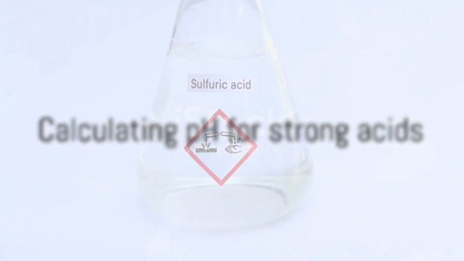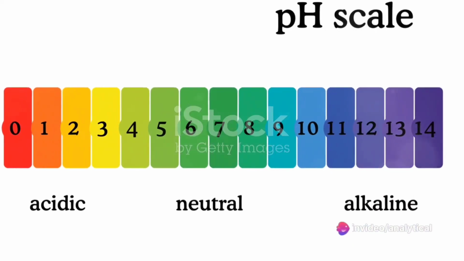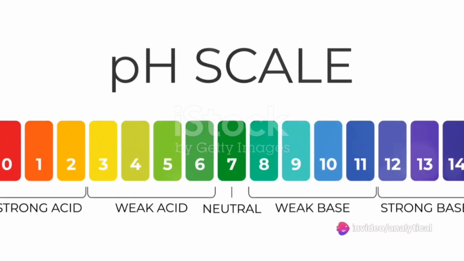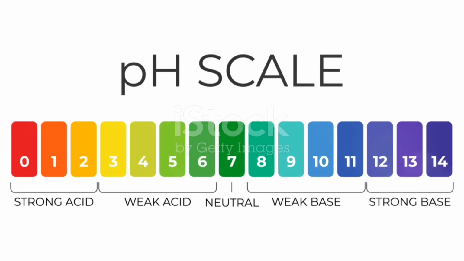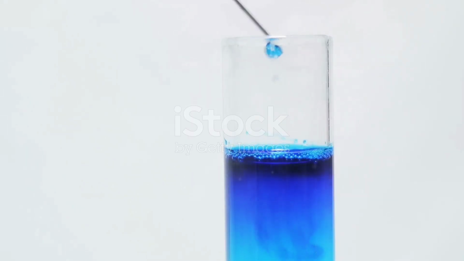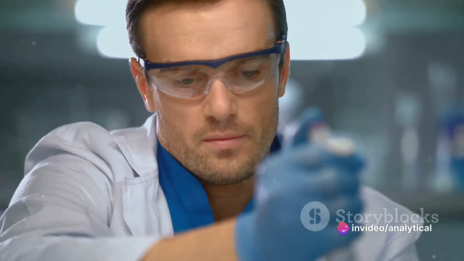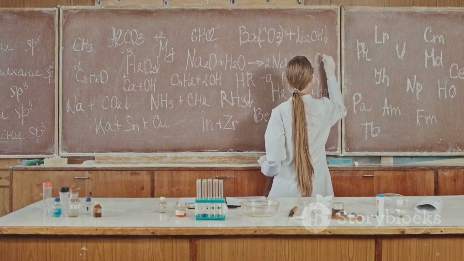Take sulfuric acid, for instance. It's a strong acid, meaning it has a high concentration of hydrogen ions. A 1 molar solution of sulfuric acid has a pH that is extremely low, around 0. The pH of sulfuric acid can be calculated using the formula for strong acids. Since sulfuric acid is a strong acid, it dissociates completely in water. This means that the concentration of hydrogen ions is equal to the molarity of the sulfuric acid solution. If you have a 1 molar solution, then the pH would be 0.